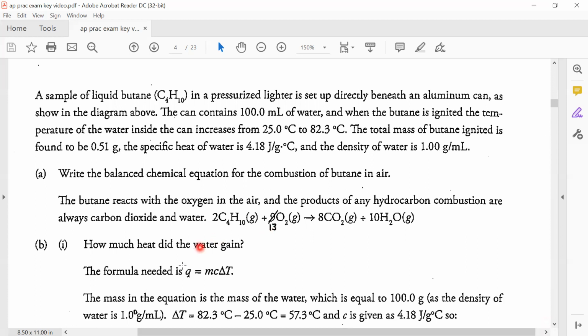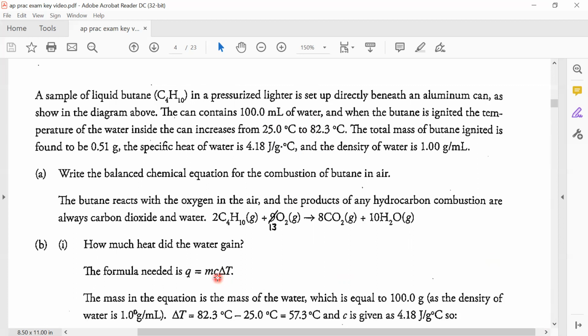But the heat absorbed by the water as you heat it is q equals mcΔT, where ΔT is the change in temperature. So 82.3 minus 25 gives you that. The c is the concentration.